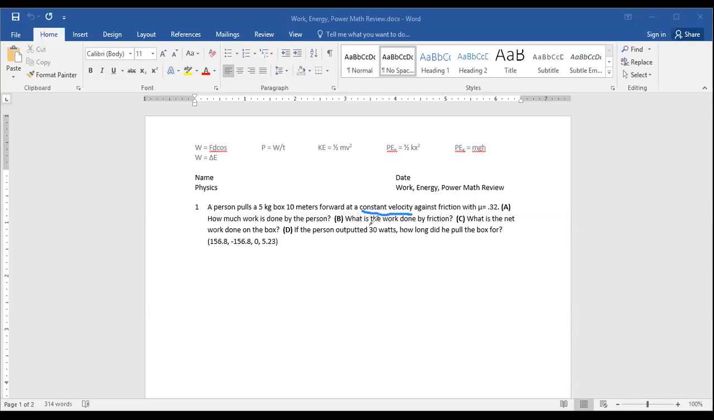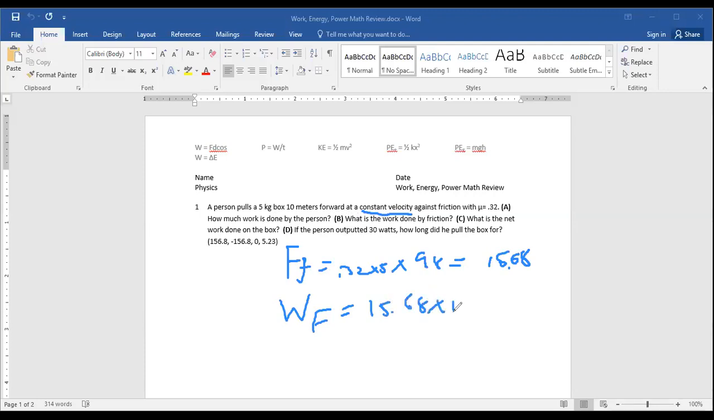We'll solve B first. What is the force of friction? So friction is mu mg, 0.32 times 5 times 9.8, and that gets you 15.68. To find the work of friction, it's force times distance. So it's 15.68 times 10, and you get 156.8 joules.